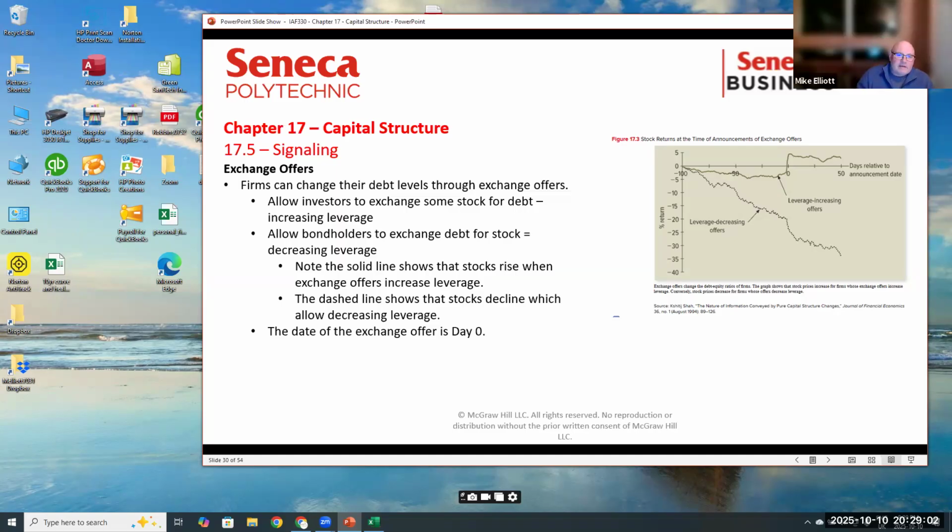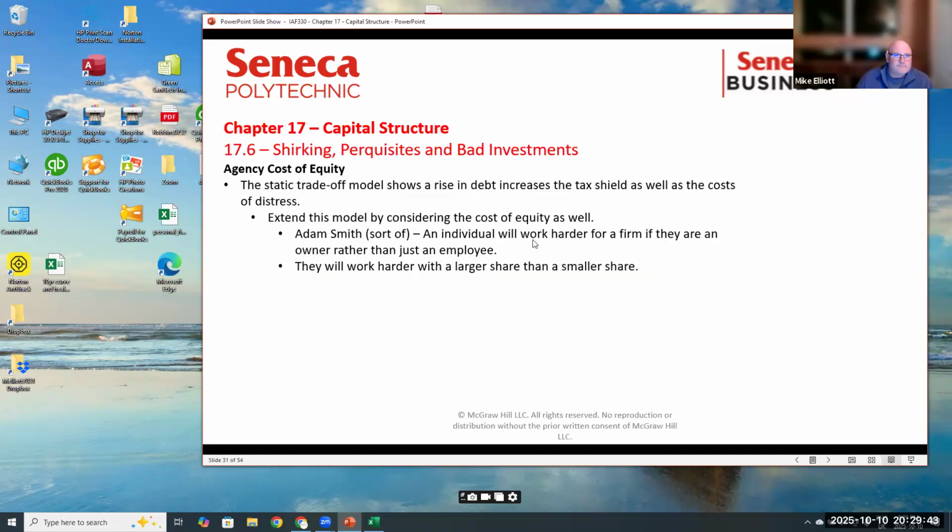On the other side, if we decrease leverage, so now we're doing an exchange of debt for stock, which is not as common, but it happens, the line that heads straight down shows what happens. There is an expectation in the market. If I de-lever my company, if I reduce the proportion of debt to stock, there must be a reason. Might not be true, but that's certainly the way the market behaves. So this is signaling. Exchange offers very closely signal.